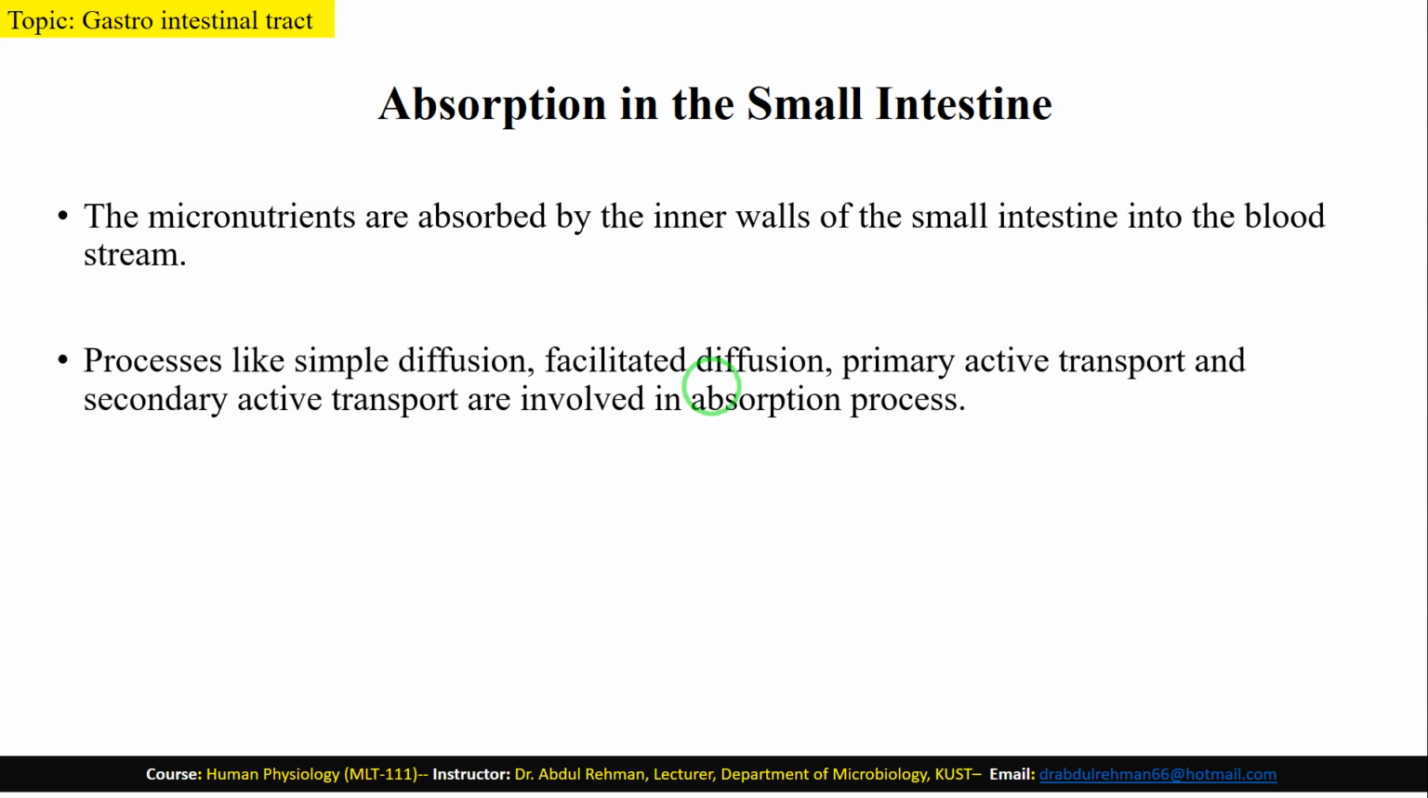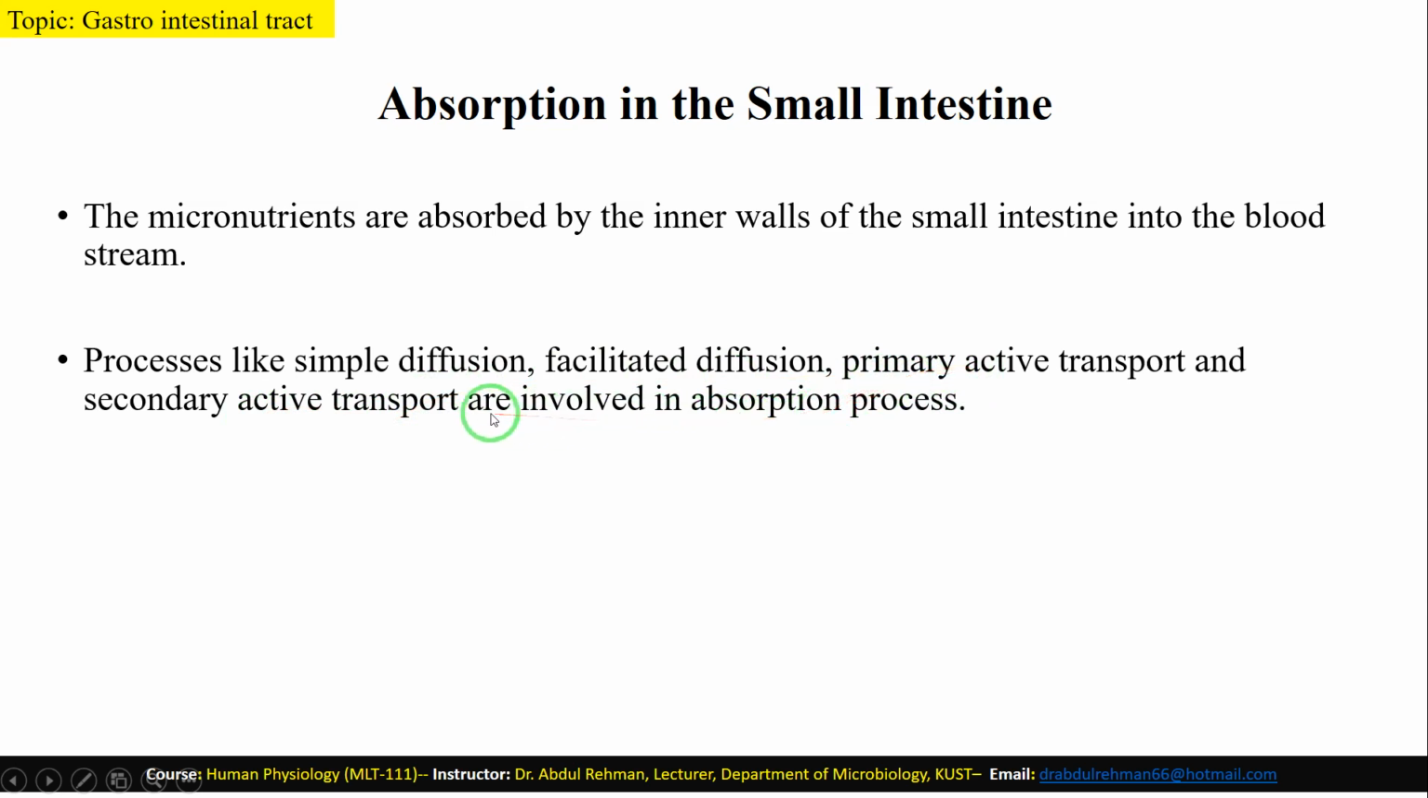Different processes are involved in absorption, like simple diffusion, a phenomenon in which molecules move from higher concentration towards lower concentration, and facilitated diffusion, which is also a type of diffusion. After this, there are two other mechanisms: primary active transport and secondary active transport. In these mechanisms, energy is needed because molecules move from lower concentration towards higher concentration, against the membrane.